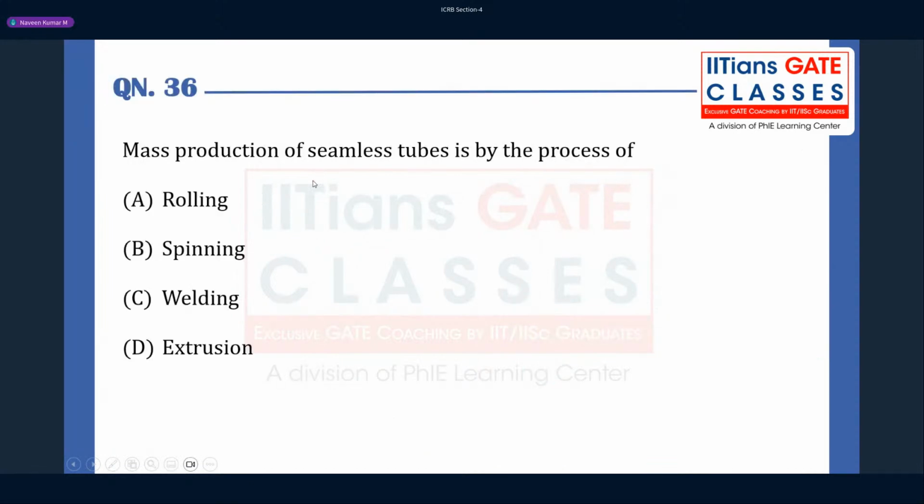Mass production of seamless tubes is done by which process? We'll discuss different processes here. What are seamless tubes? Seamless tubes are continuous tubes. There is no patch in between. Continuous tubes, seamless tubes.